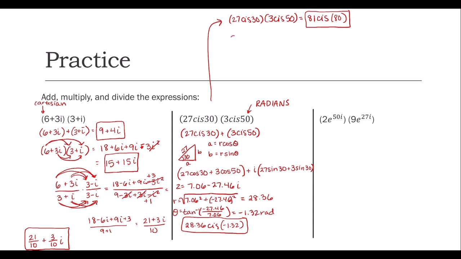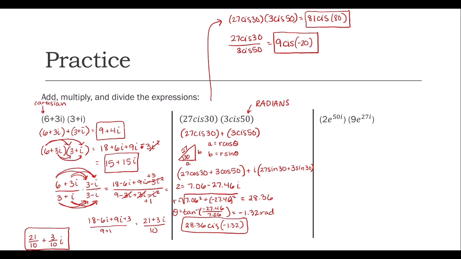And then our quotient would be 27 cis 30 over 3 cis 50, which would give us 27 over 3, which is 9, cis 30 minus 50, which is negative 20 radians. This final problem here is in Euler form. So to add, we need to convert it to Cartesian.